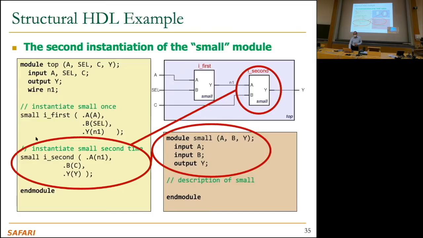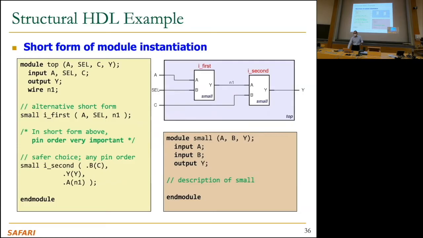Okay, and the second one is also similar. Now, you can see that the A input is tied to N1, which is here. B input is tied to C, which is the input from the higher level module, top level module. And then Y output is tied to Y output over here. Okay, so hopefully this is simple, right? You're just defining modules. There is also a simpler way.